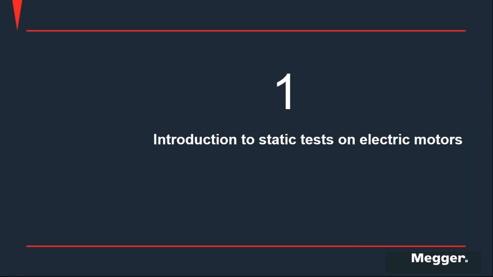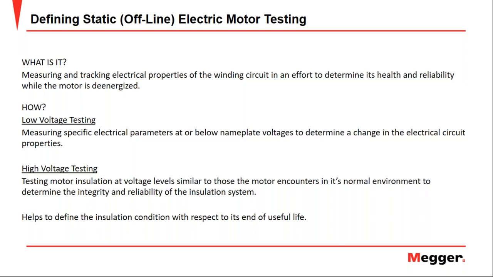Let's see then what the static tests are and how they are performed. Let's start by giving a concept to a static test and to know what they are. What do they tell me? These tests are carried out to establish the state of the motor insulation system when the motor is de-energized and, if possible, disconnected. This test must be done in the motor junction box. However, we know this is not always possible.